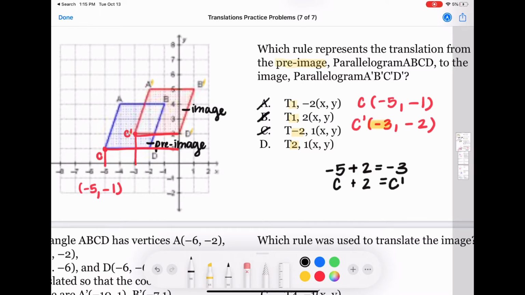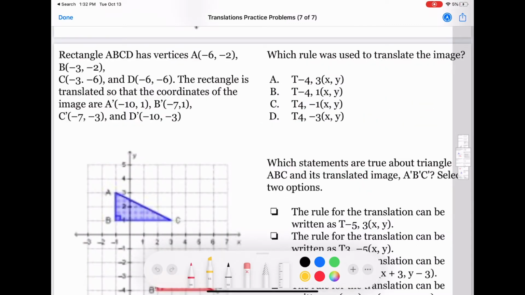Let's identify if the y is correct. This function rule tells us that we add 1 to get our y coordinate of our C prime. Therefore, we would take -1 and add 1 to get 2. This tells us that if we take our C and we add 1, we will find the y coordinate of our C prime. Therefore, we can identify that this is in fact our function rule for this translation.